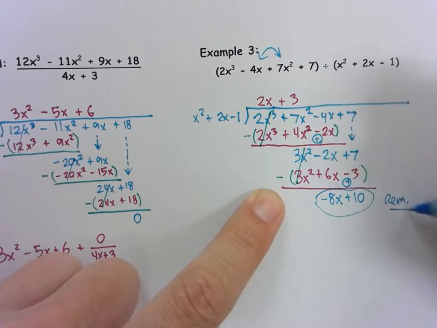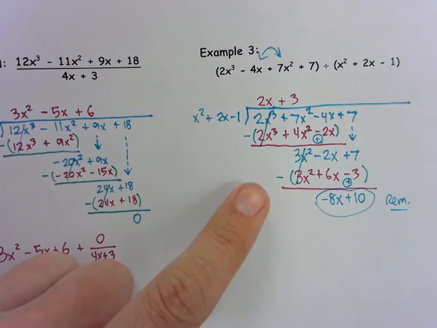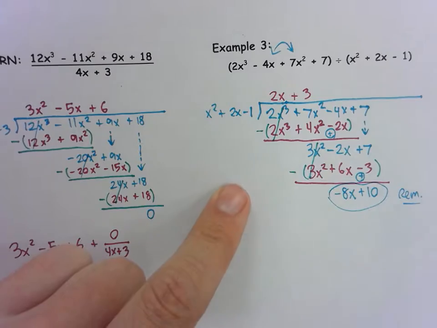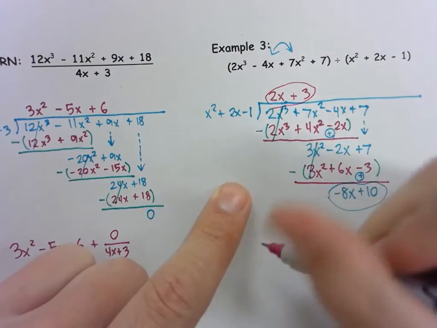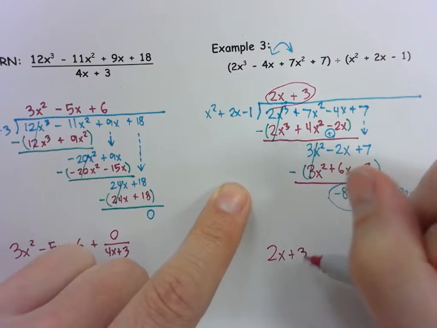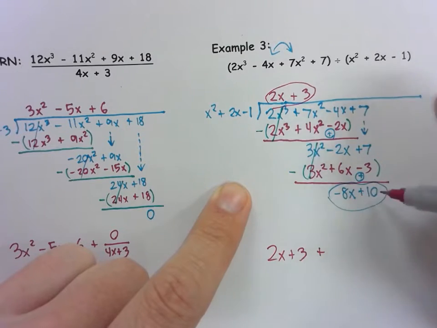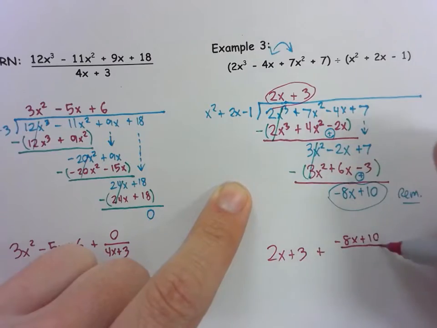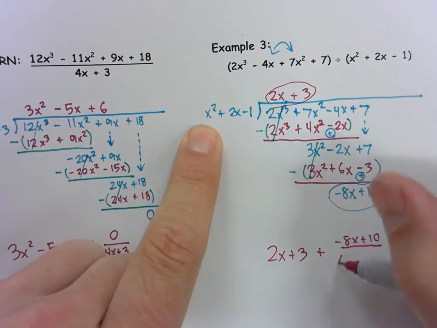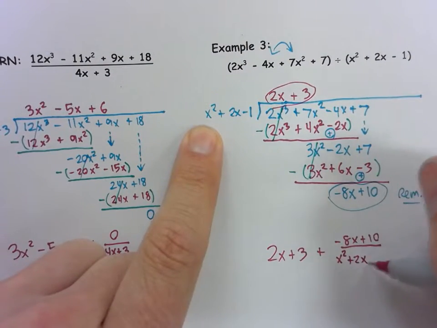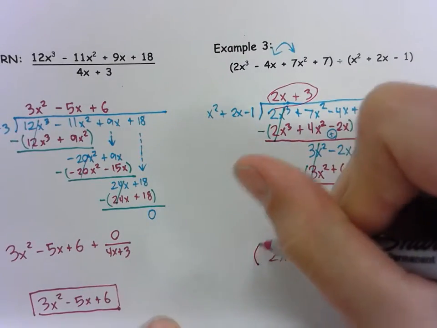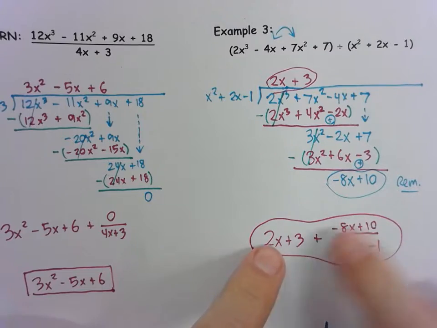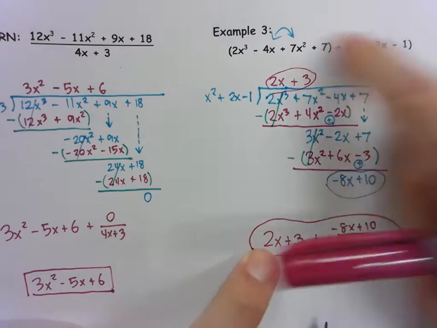So your remainder can have x's in it too. In this case, it does. So we're going to write our answer. Our quotient, which is 2x plus 3, plus our remainder, which is negative 8x plus 10, on top of your divisor, which is x squared plus 2x minus 1. Same process as before, a little bit different outcome because we have x's up here, but that's equivalent to that.